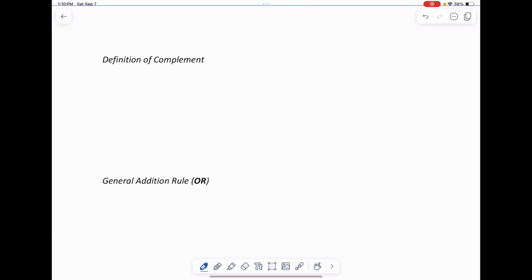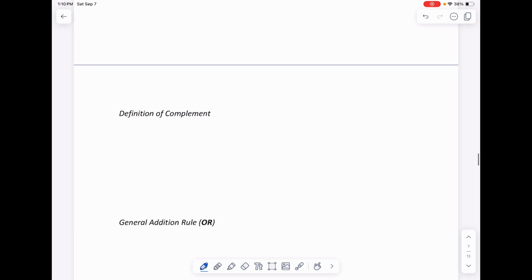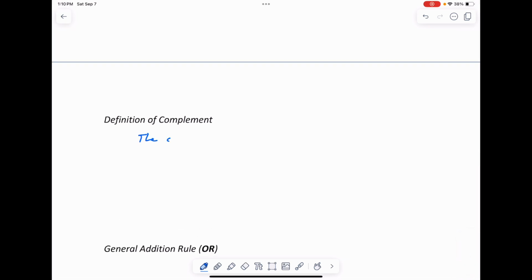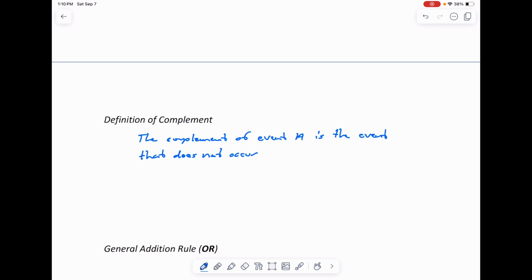Okay, complement. When we talk about a complement, we're saying that the complement of event A is the event that does not occur. It's a little bit of a goofy way to define this maybe, but basically what this is saying is if I say that A is some event, its complement is saying that A didn't happen. It's kind of the opposite of A, or anything that couldn't be A.